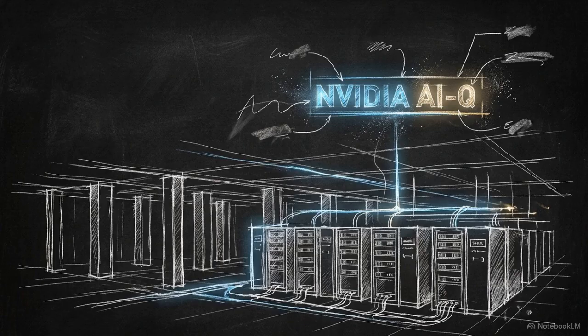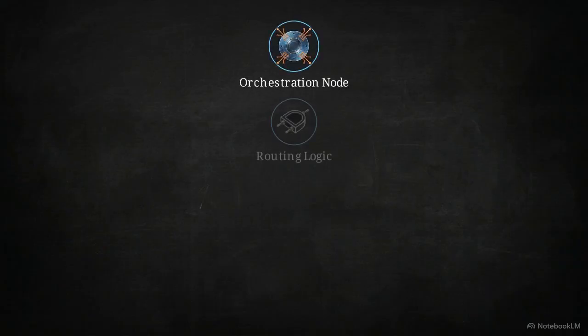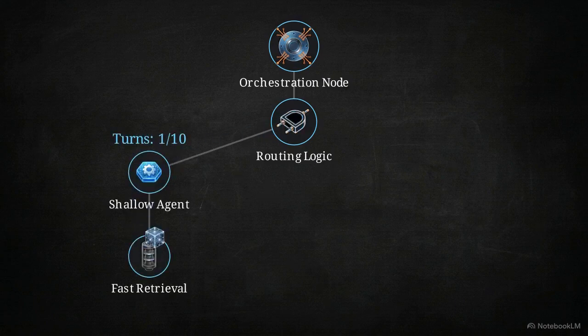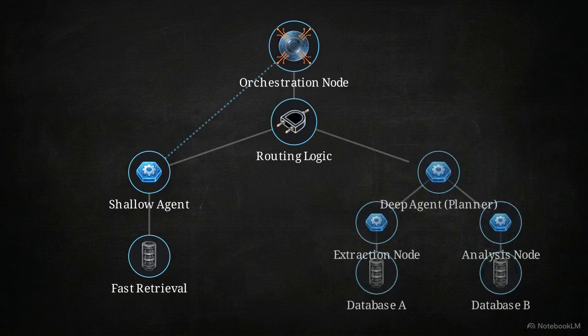To manage these hallucination risks and high compute costs, enterprises are turning to frameworks like Nvidia AIQ. AIQ uses a line-graph state machine, where a central orchestration node routes queries through defined logic gates. Simple requests route to a shallow agent, limited to 10 turns for a fast answer. Complex tasks route to the deep agent for iterative, multi-phase execution.